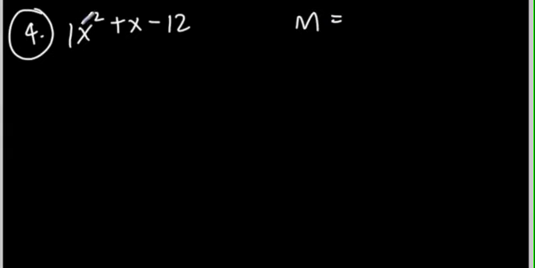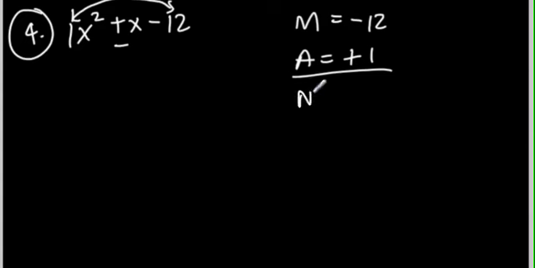Same deal as before, right? The multiplication is the first term times the last, so it's negative 12. The addition term is the middle term, which is the one with the x, so that's positive 1, right? And now we've got to find two numbers that multiply to negative 12 and add up to 1. So the numbers I can think of are 4 and negative 3. 4 times negative 3 is negative 12. 4 plus negative 3 is positive 1.